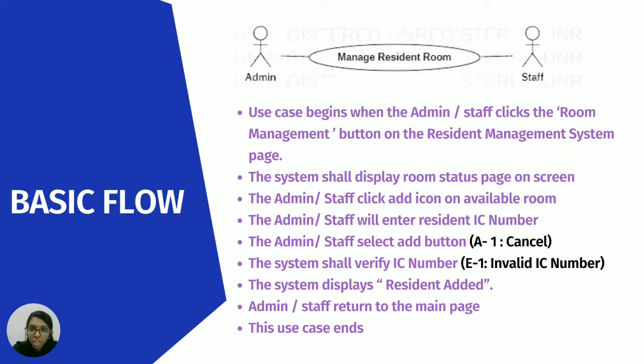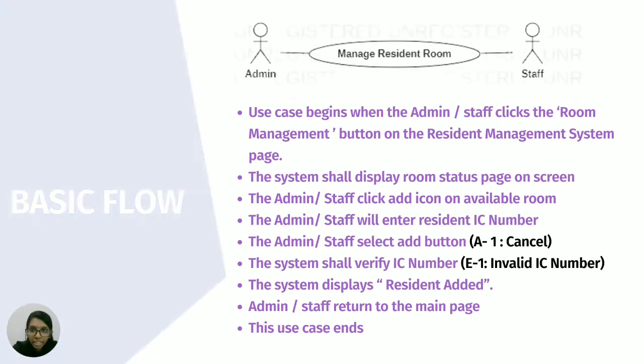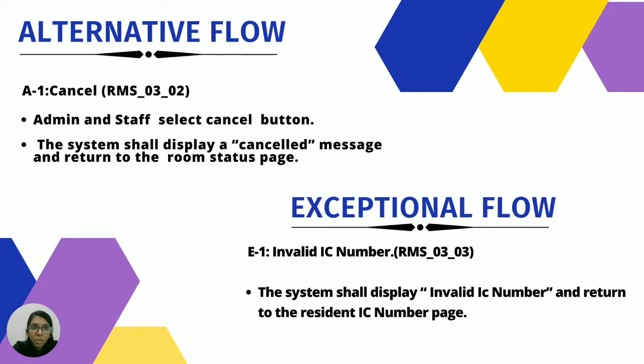Exceptional flow is E1 invalid IC number. The system displays resident added, admin and staff return to the main page. This use case ends. The alternative flow is A1 cancel.